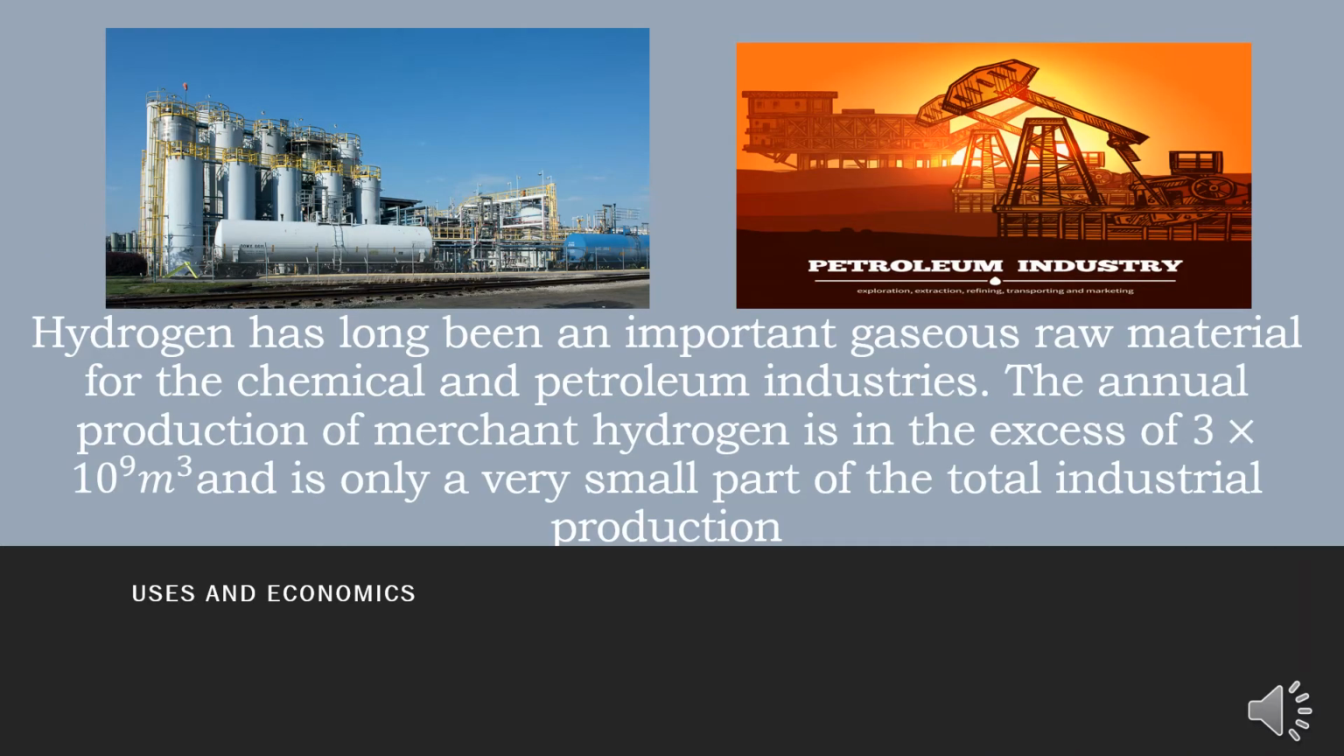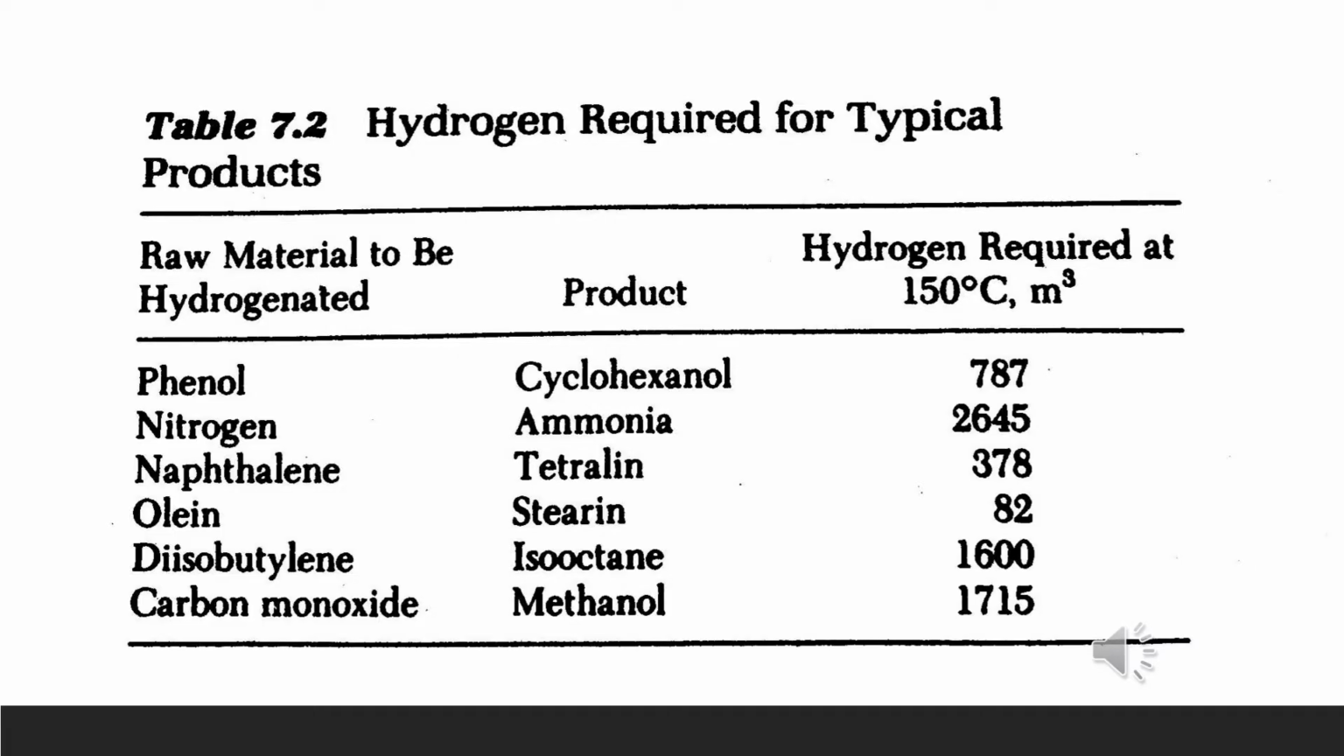And for the uses and economics of hydrogen, hydrogen has long been an important gaseous raw material for the chemical and petroleum industry. The annual product of merchant hydrogen is in excess of 3 times 10 to the 9 cubic meter and is only a very small part of the total industrial production. Table 7.2 gives the hydrogen requirements for making some typical chemicals. Hydrogen is sold as gas and liquid.